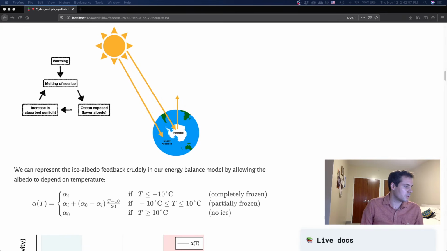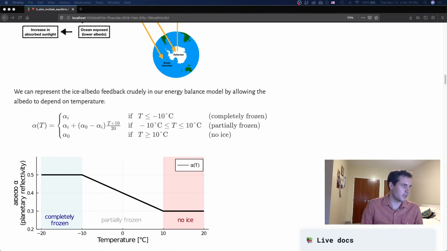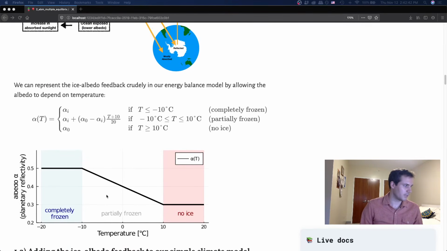Okay, so the simplest way of doing this is to say, okay, we're not going to know exactly how much of the planet is covered in ice at any given time, but let's just say if the temperature is much less than the freezing point on average over the whole planet, then let's just give it the albedo of ice. And if it's much warmer than the freezing point, so say 10 degrees C, let's just say there's no ice. So we have these two states, no ice or a lot of ice with different albedos, and let's just linearly connect the two to cross through the freezing point.